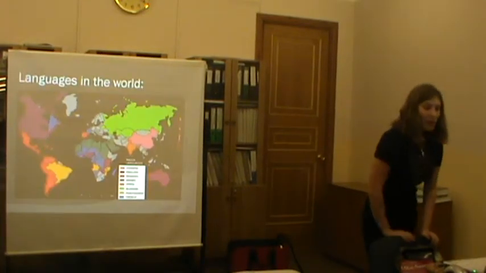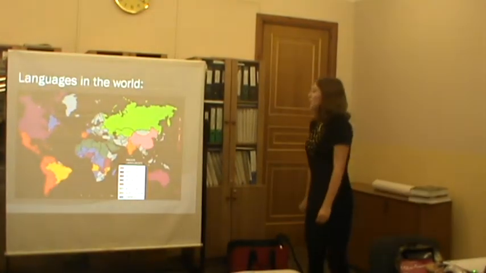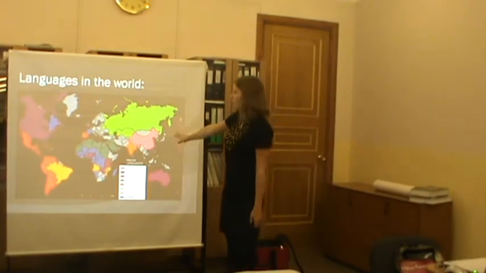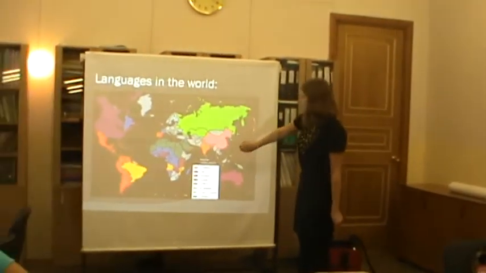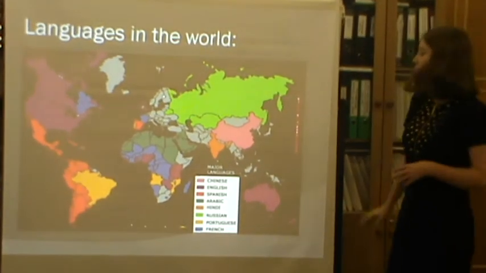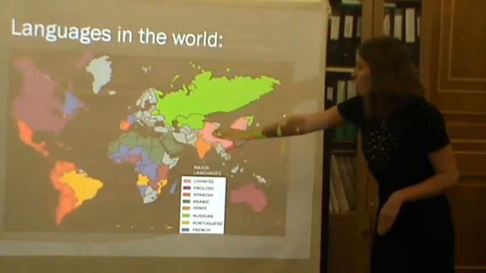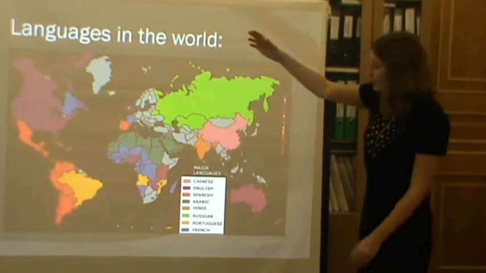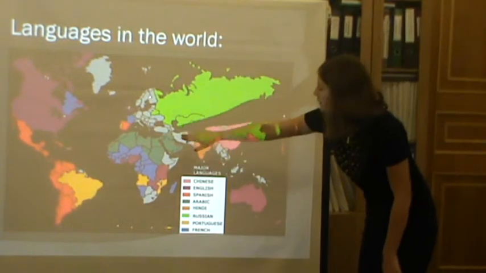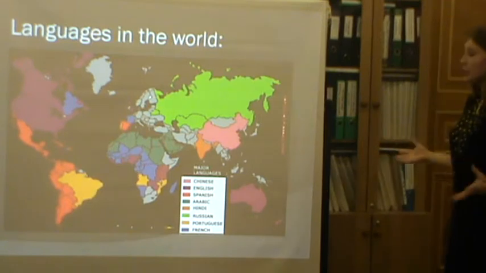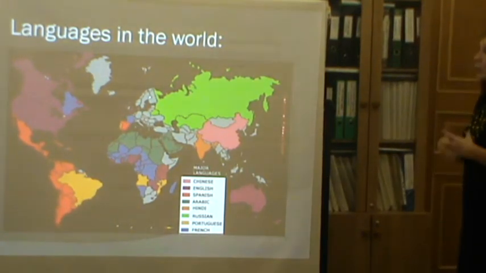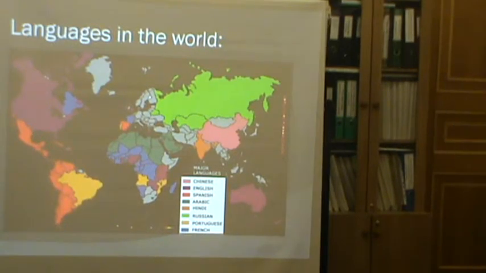So here are the languages in the world. The green one is Russian. The purple one is the countries that speak English as their mother tongue. The red one is Spanish. The blue one is French, and dark green is the Arabic countries. So you can see how many different languages could become the global one, but actually, English became the one.